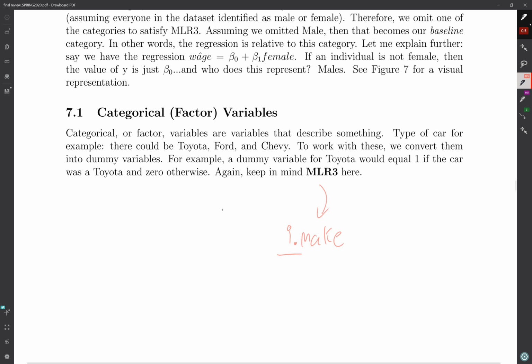But you have to keep in mind that, just like if we had gender, and assuming that everyone in the data set identified as either male or female, then we would only have either of those things, and we have to omit one of them. So in this particular case, we would have to omit Toyota, Ford, or Chevy, right? We couldn't have all three of them, because that would mean our MLR3 is going to be violated. For more details on that, make sure you go back to see the prior video when I discuss that.